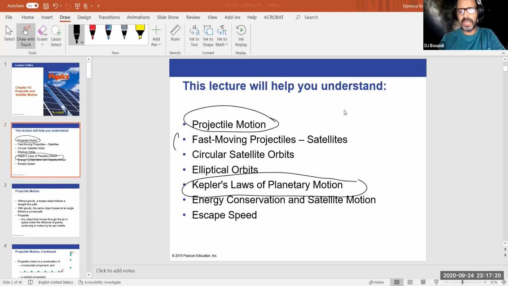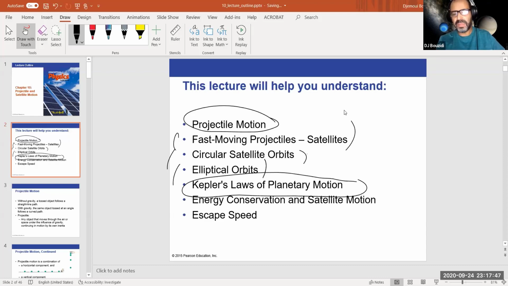Fast-moving projectiles, that's basically when they become satellites. So if you throw a rock fast enough, it can become a satellite. It's never going to fall, because as it's falling, it's actually catching itself, continuing in the direction where it's falling. So it's trying to fall, but it catches itself. Circular or satellite orbits, that's a possibility, actually. Like I said, it's one of the solutions of Newton's equations.